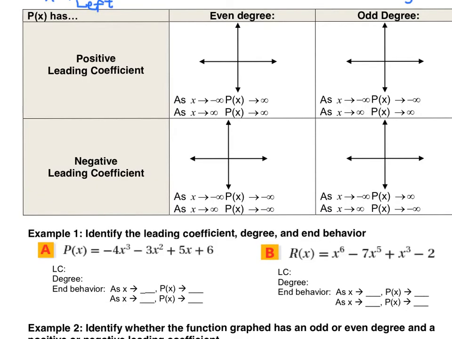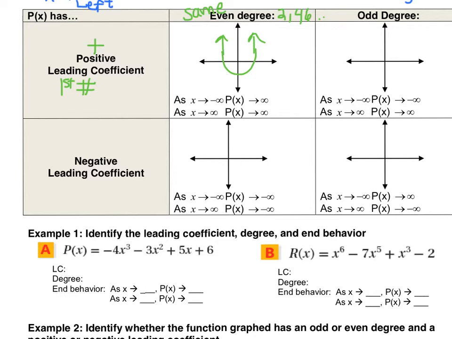Let's fill out this chart. If the leading coefficient, the first number in front of your equation, is positive, and your degree is even, so if the highest exponent is like a 2, 4, 6, etc., then both of your arrows are going to point up. It could be a parabola that connects them. It could be one of those W's that connects them. But I remember even degrees point the same way. And since it's positive, they both point up.